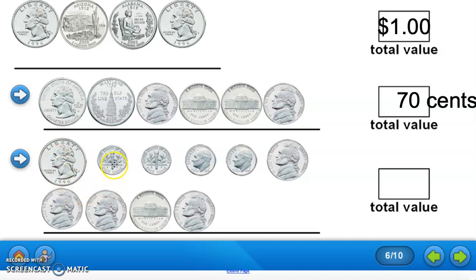25, 35, 45, 55, 65, 70, 75, 80, 85, 90. So this group of coins right here is 90 cents. Okay? All right, good job.